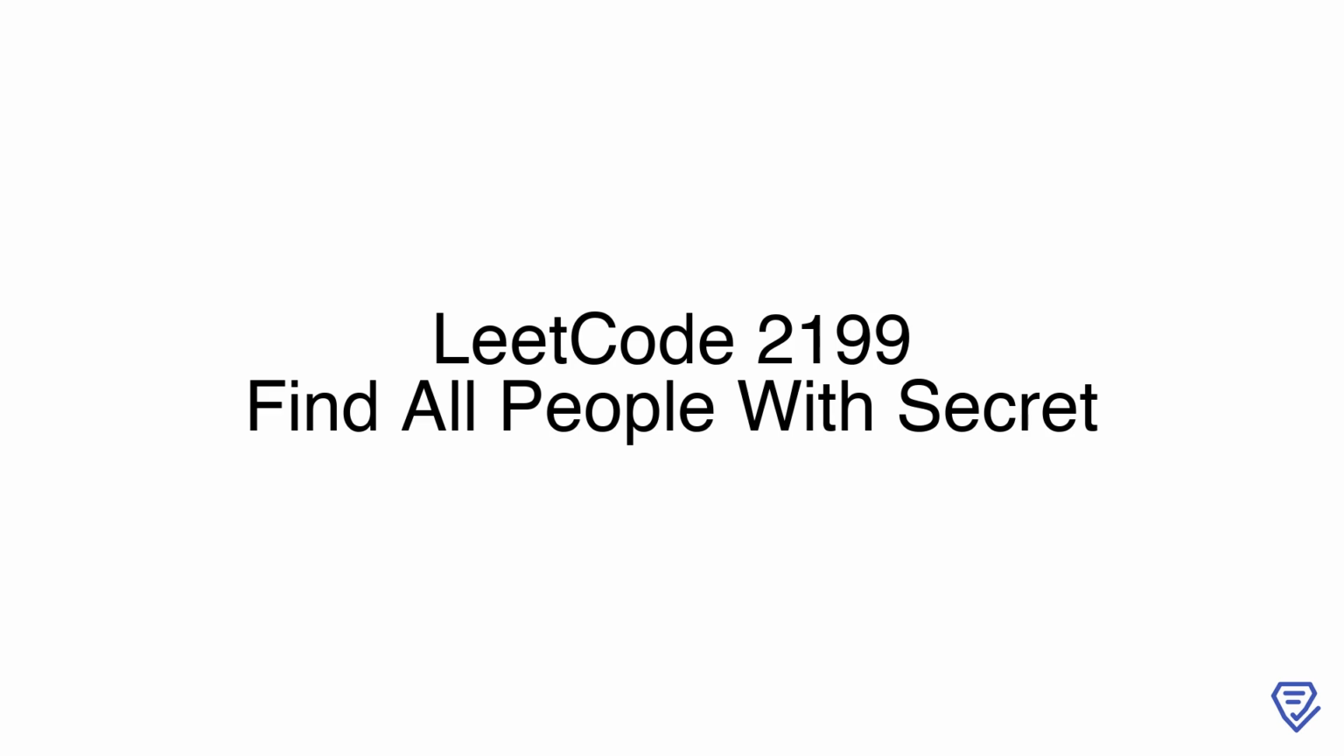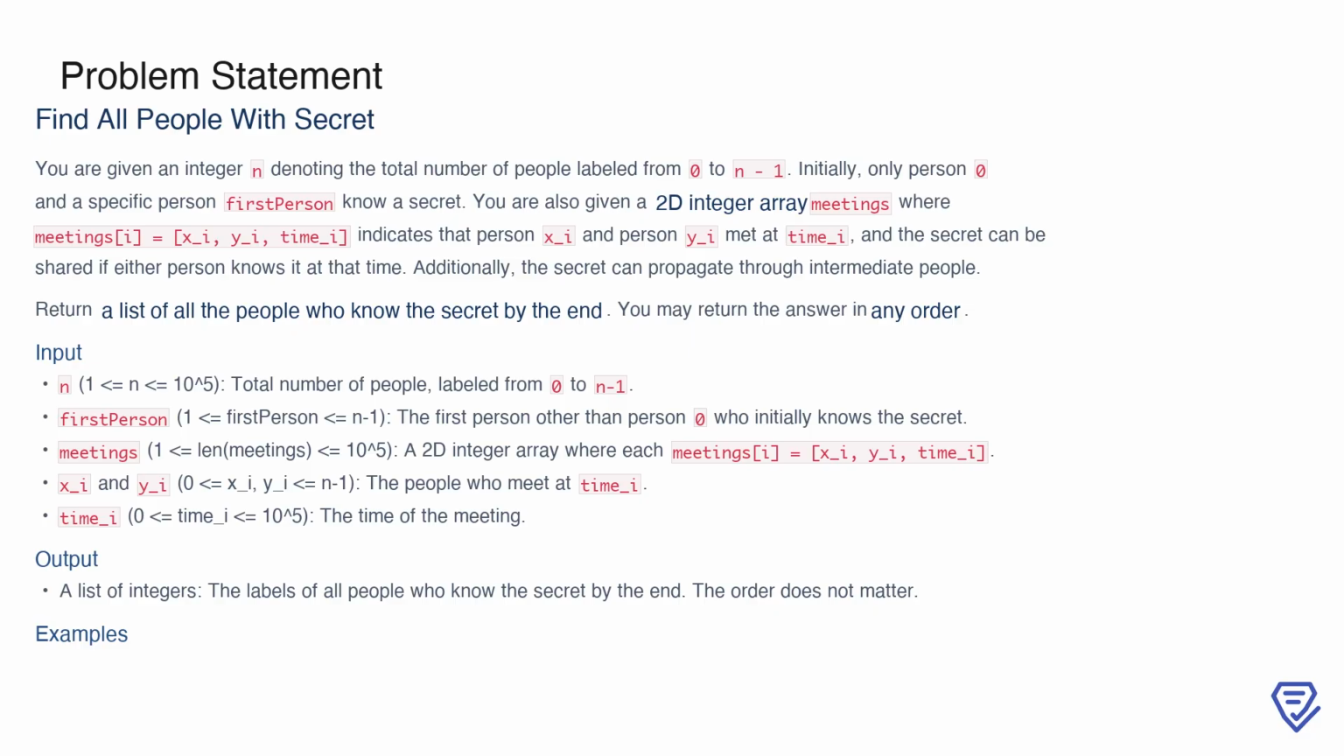Welcome to this session. Today, we'll be tackling LeetCode problem number 2199, titled Find All People with Secret. We'll explore how to determine which people discover the secret through specific meetings. Let's dive in. This problem is about tracking how a secret spreads among a group of people.